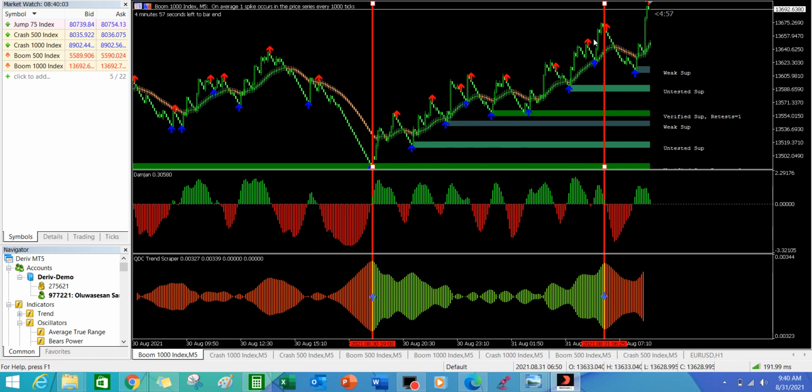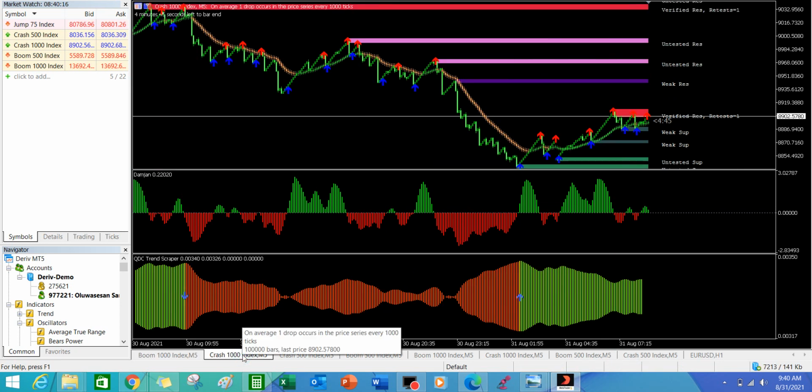Okay, if you're on a downtrend, then the red signal is your entry point. You can see right here it has given us a red arrow and it is selling at this particular point. Okay, so let's check out other assets to see what is happening there also.